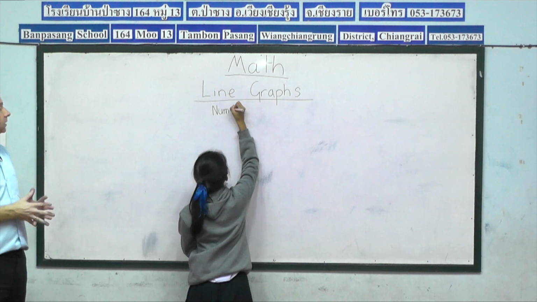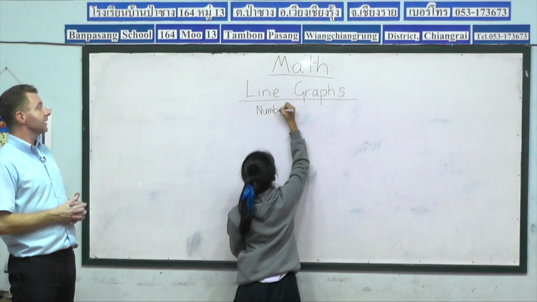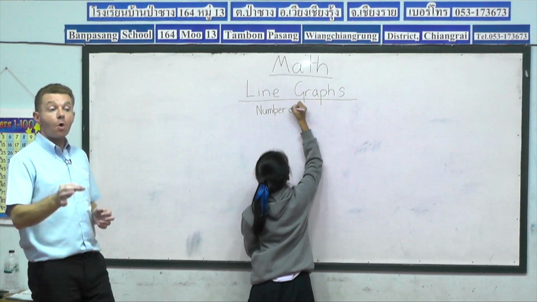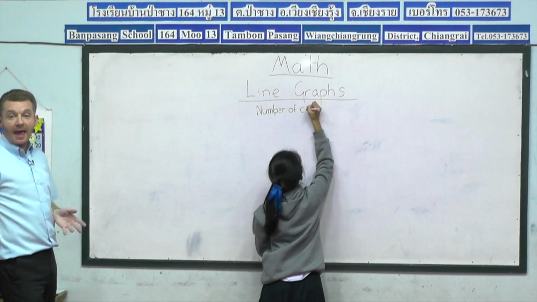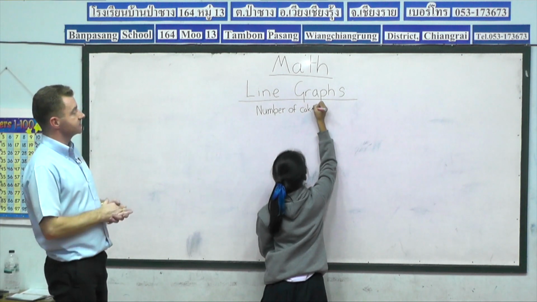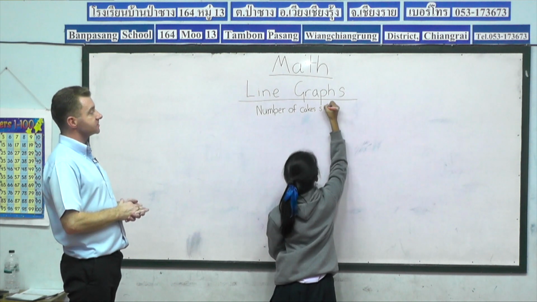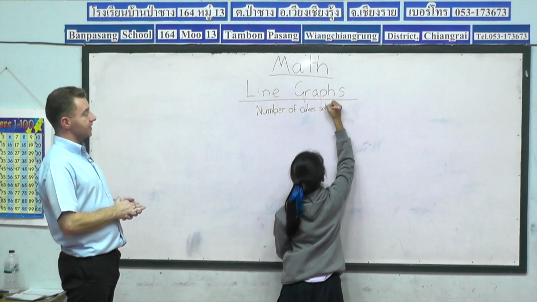N-U-M-B-E-R. Number of, O-F, and then cakes, C-A-K-E-S. Number of cakes sold, S-O-L-D. Brilliant.